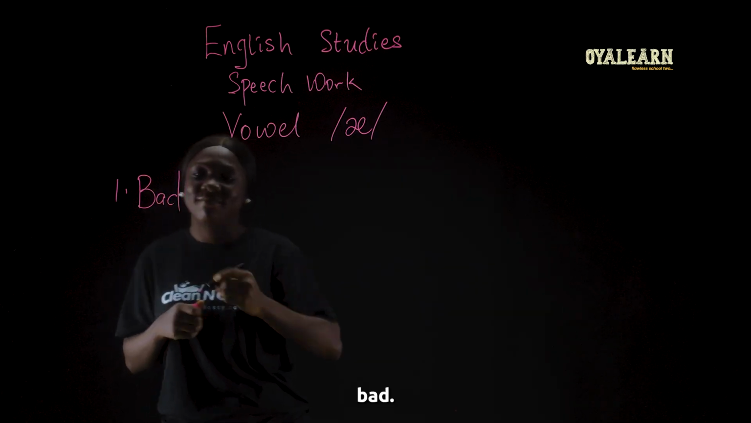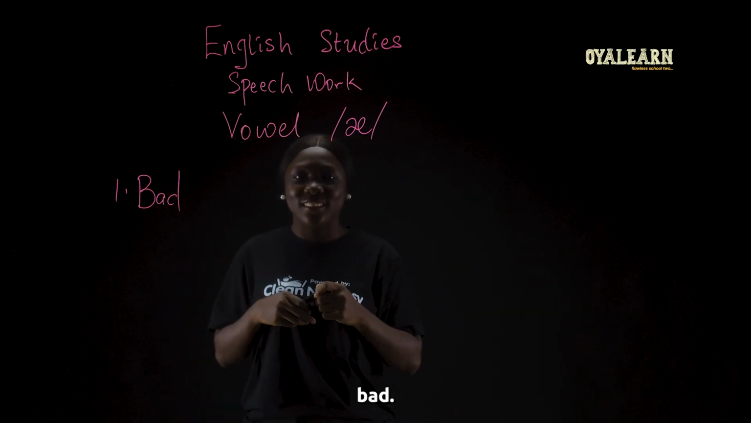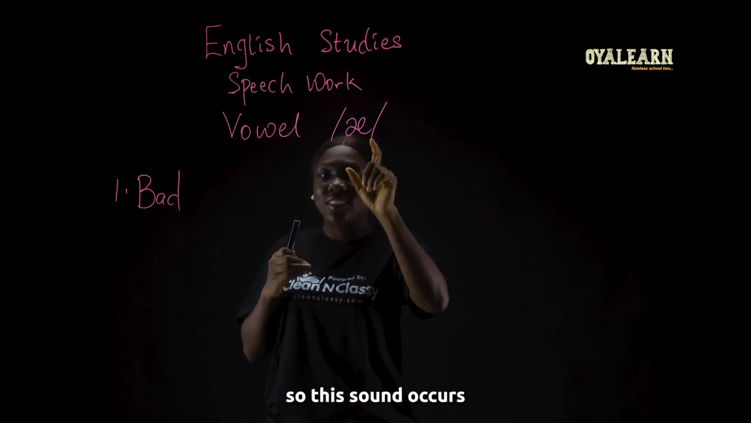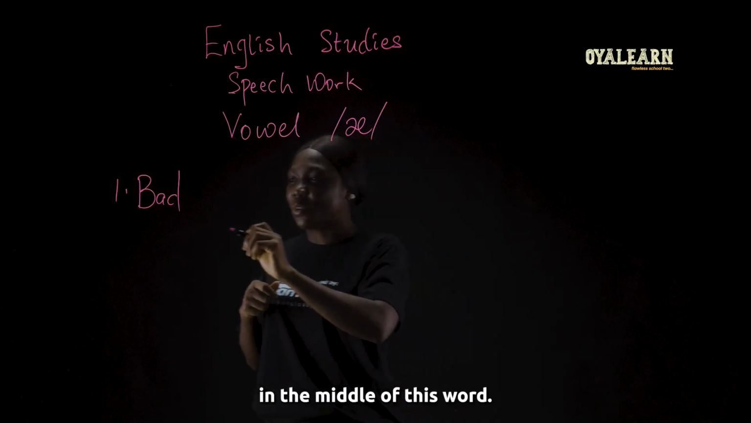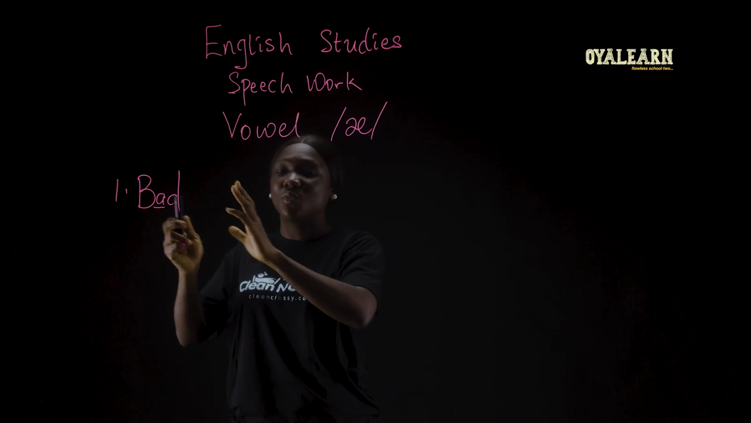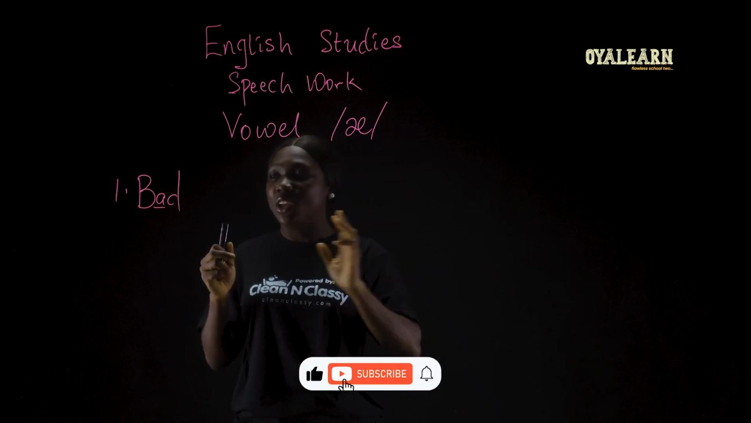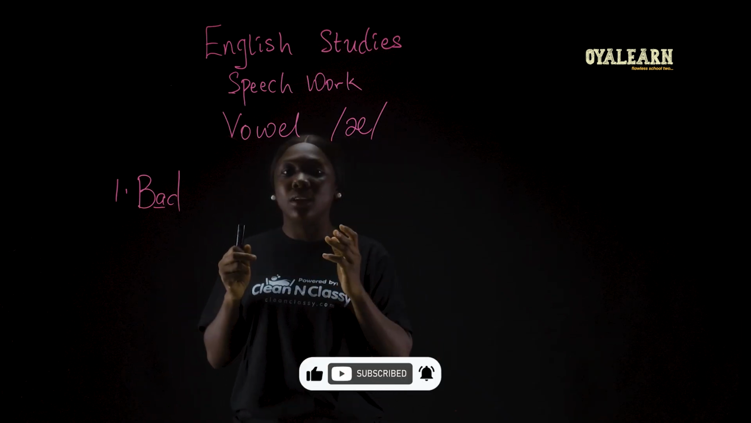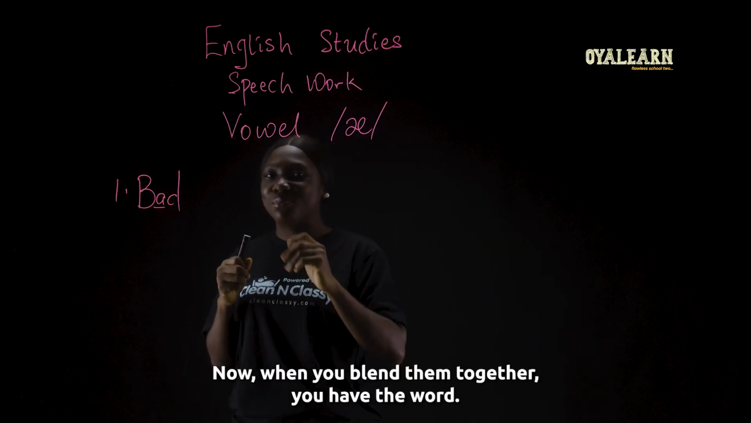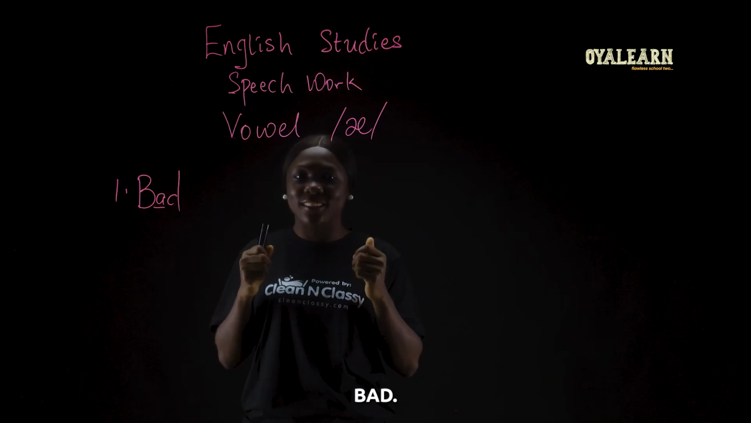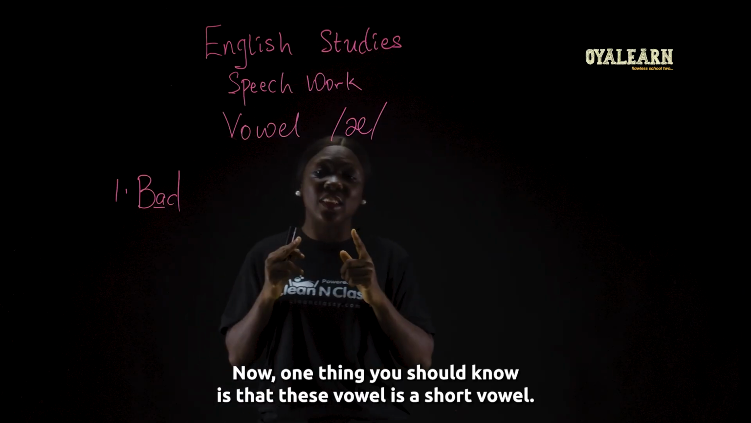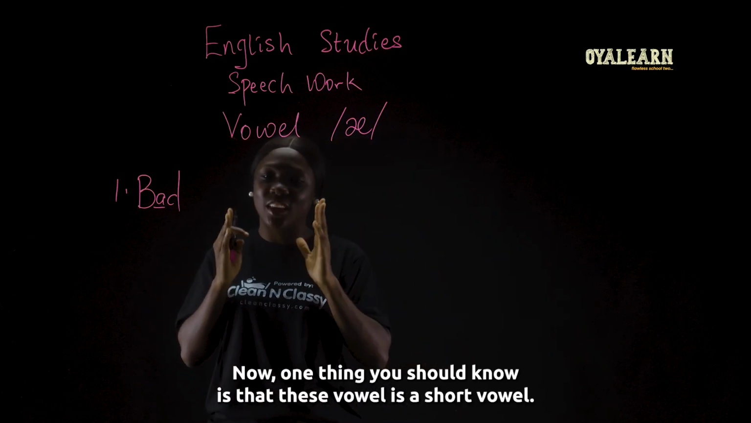bad, B-A-D, bad. So this sound occurs in the middle of this word. In this word, we have three sounds. Let's break it down. We have B, A, and D. When you blend them together, you have the word bad. Very good. One thing you should know is that this vowel is a short vowel.